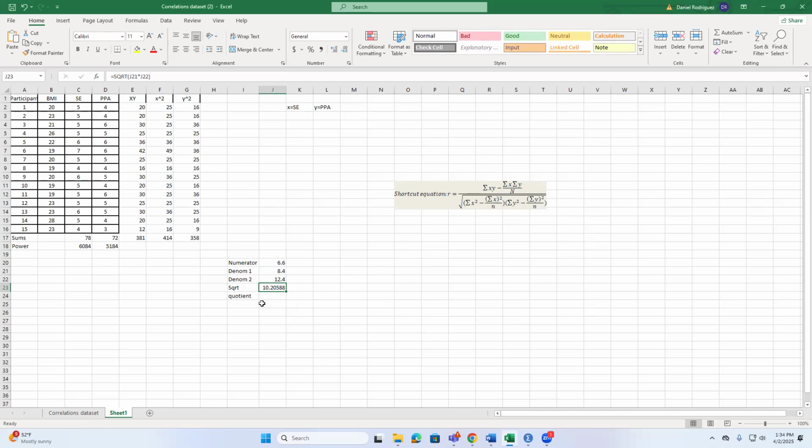So last thing I need is this quotient, which means that's basically R. The square root. This numerator divided by the denominator. If I have equals numerator divided by denominator, and I get 0.646686.